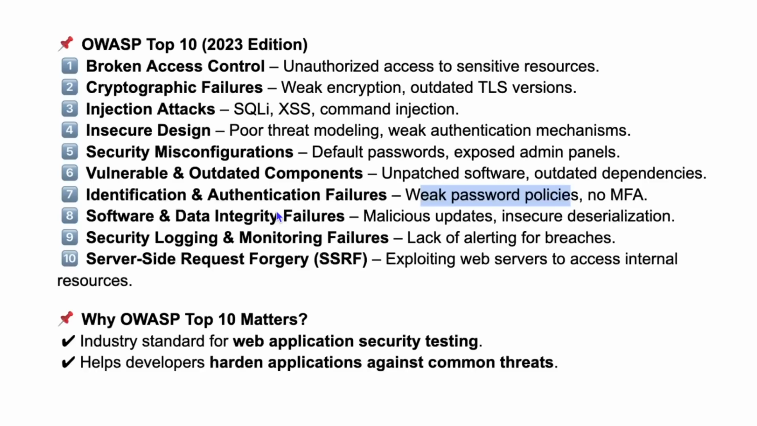So that's a big one. It's currently number 7 on the version of the list, but I feel like that's one of those that can easily be manipulated very quickly. We have software and data integrity failures for malicious updates and insecure deserialization. Oof. Software and data integrity is something that happened, for example, to SolarWinds.